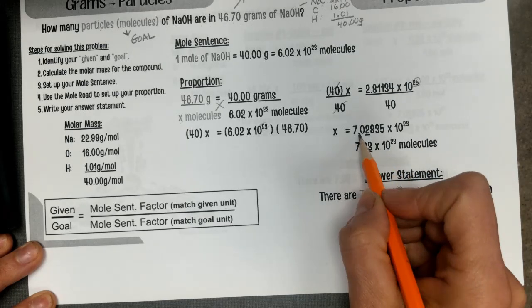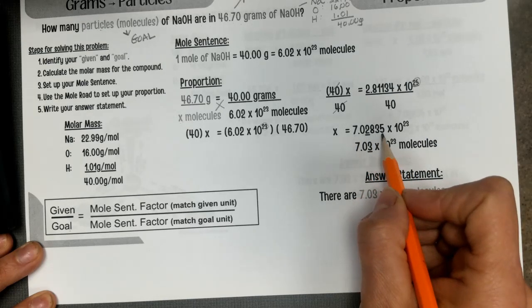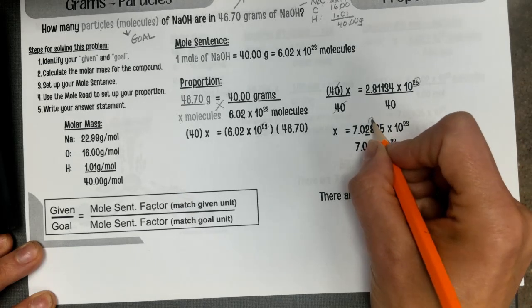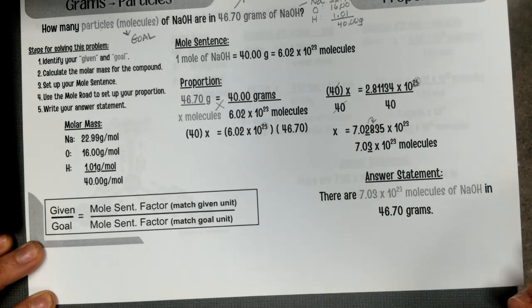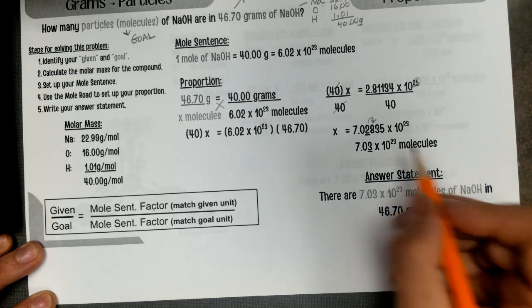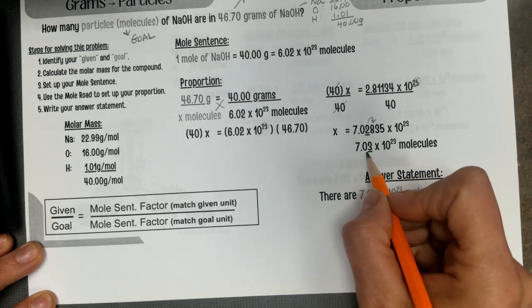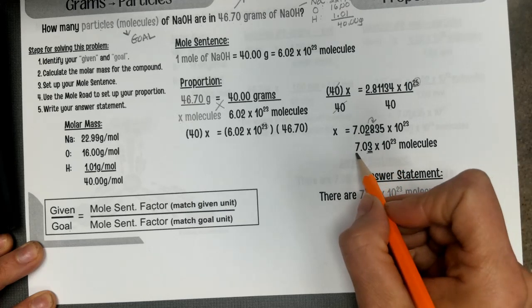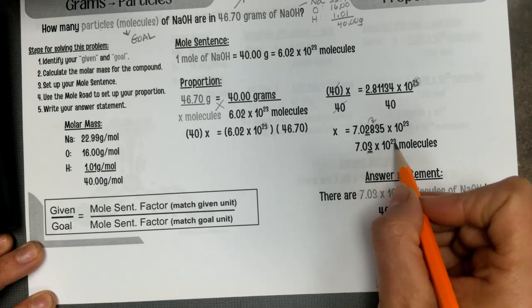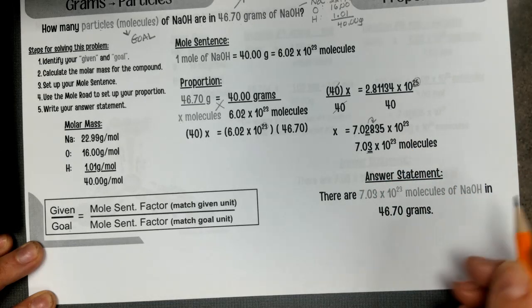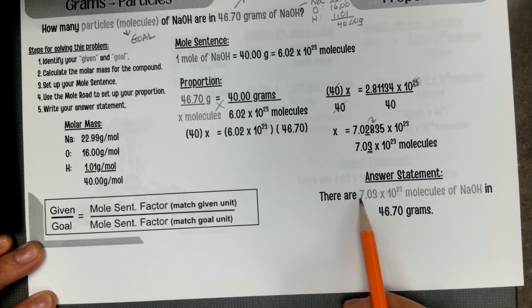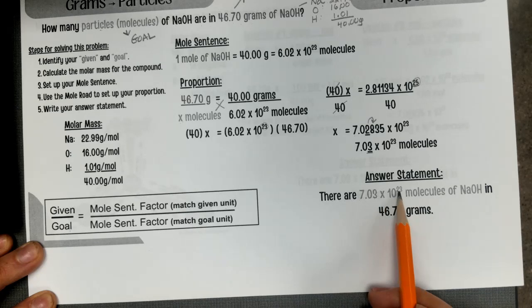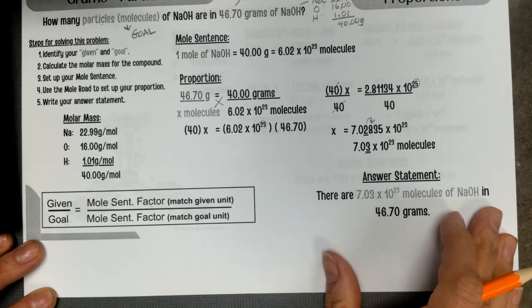And then we get 7.02835. We want to look at our thousandths placeholder. If it's 5 or more, raise the score. So we moved that 2 to a 3. If it's 4 or less, we let it rest and it would have stayed a 2. So there is my number, and then I'm going to keep the times 10 to the 23rd. So my answer statement becomes there are 7.03 times 10 to the 23rd molecules of NaOH in this many grams.